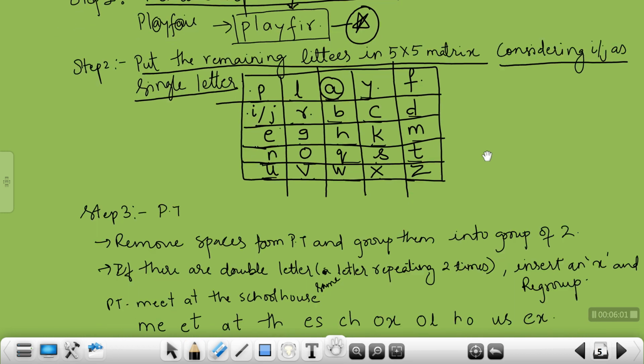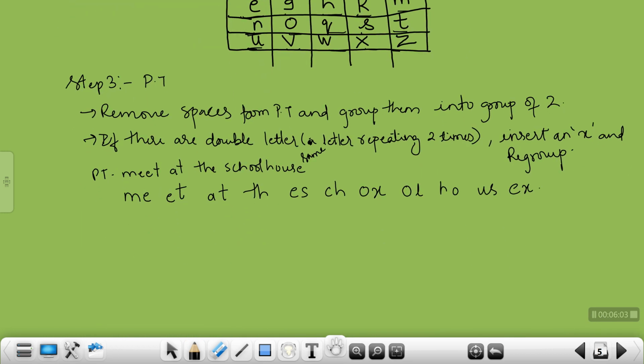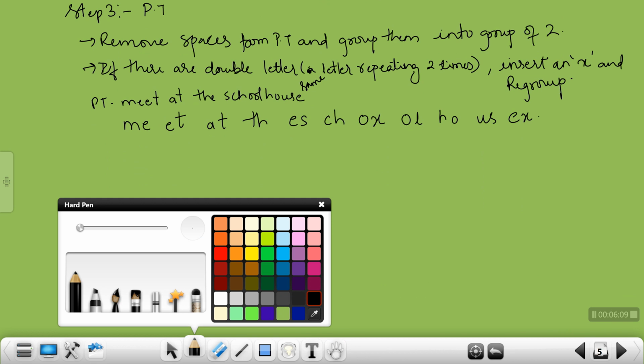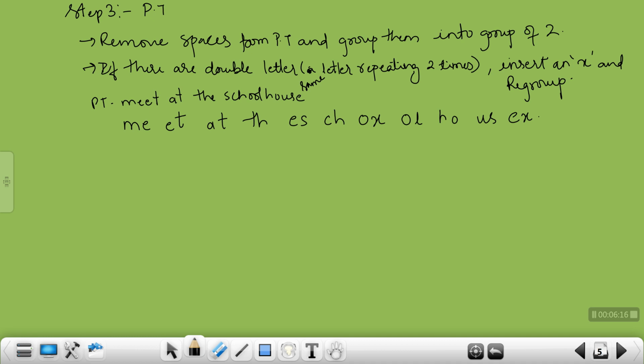Now moving to step number 3. Now your plain text will come into the picture. What we have to do in step number 3 is remove the spaces from the plain text. Plain text is given to you in the form of a sentence, so you have to remove the spaces inside the sentence and make groups of 2.